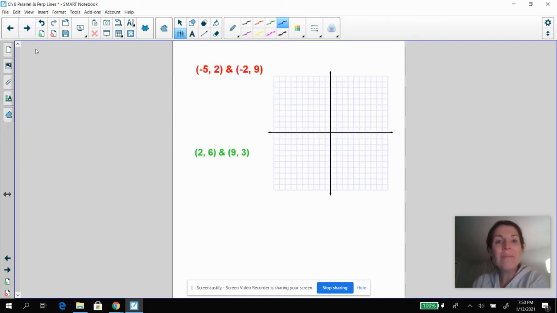All right, moving on. I'm going to have you do the exact same thing. First, find the slope in between the two red points and then the slope in between the two green points. And then graph both of them. Go! All right, we're back.